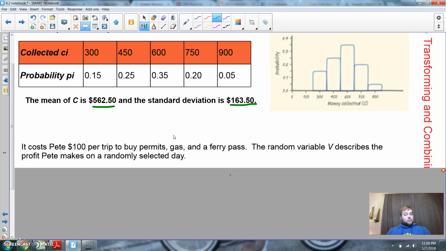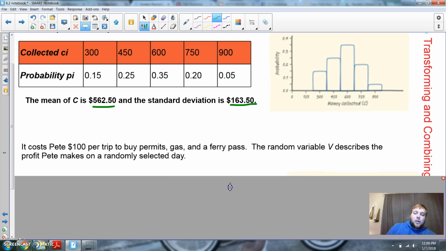For a vehicle, I guess. So the random variable V describes the profit. What is his profit going to be? What is going to be the mean of his profit? Yes, he's raking in that much money, but what about profit? We're going to call profit V. I don't know why we don't call it P, but we're going to call it V to describe how much money he'll actually make.